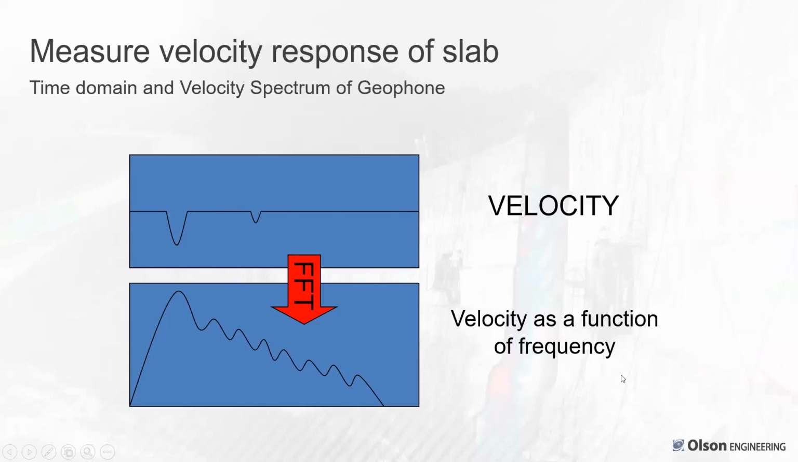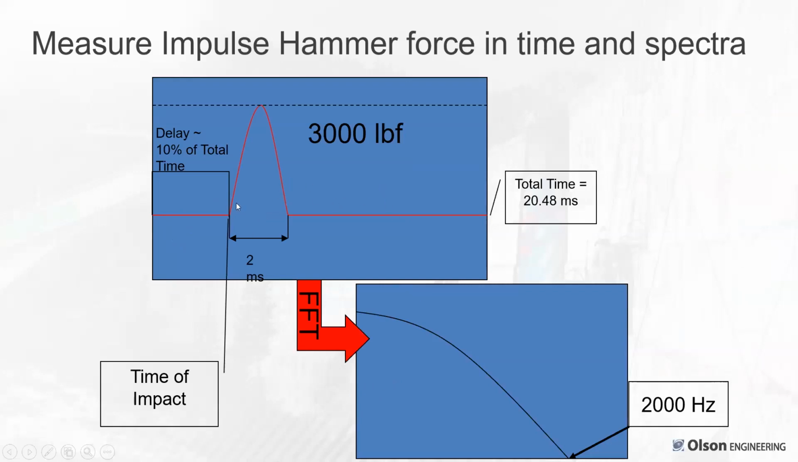You do an FFT of the signal, and you get the spectrum in velocity. The second thing you've done is measure the impulse hammer. Might be a typical 3,000 pound force, looks kind of like a half sine pulse for only 2 thousandths of a second, 2 milliseconds. This result becomes again a spectrum, which goes to the frequency domain with an FFT, the fast Fourier transform. Typically it doesn't excite much above 2000 hertz.